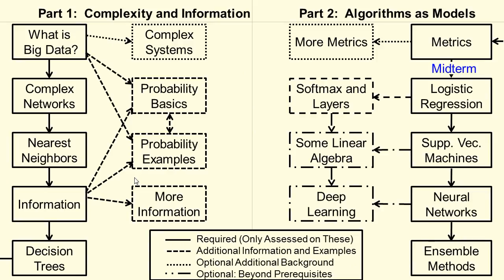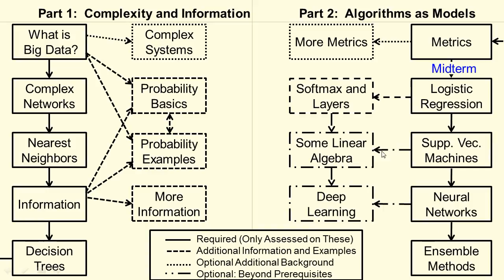In particular, the 10 modules is really all you need to know. We're going to start out talking about what is big data, complex networks, nearest neighbors, information, decision trees, metrics, logistic regression, support vector machines, neural networks, and ensemble methods. And that's all you need to know. And you'll only be assessed on the 10 modules that make up the main trunk of the course.